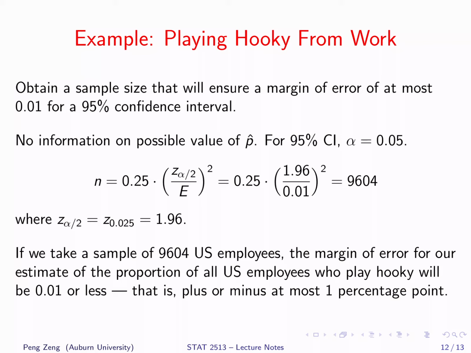The sample size n should be n equals 0.25 times z alpha over 2 divided by e, squared. Replace z alpha over 2 by 1.96 and replace e by 0.01. We get 9,604. If we take a sample of 9,604 US employees, the margin of error for our estimate of the proportion of all US employees who play hooky will be 0.01 or less. That is plus or minus at most 1 percentage point.